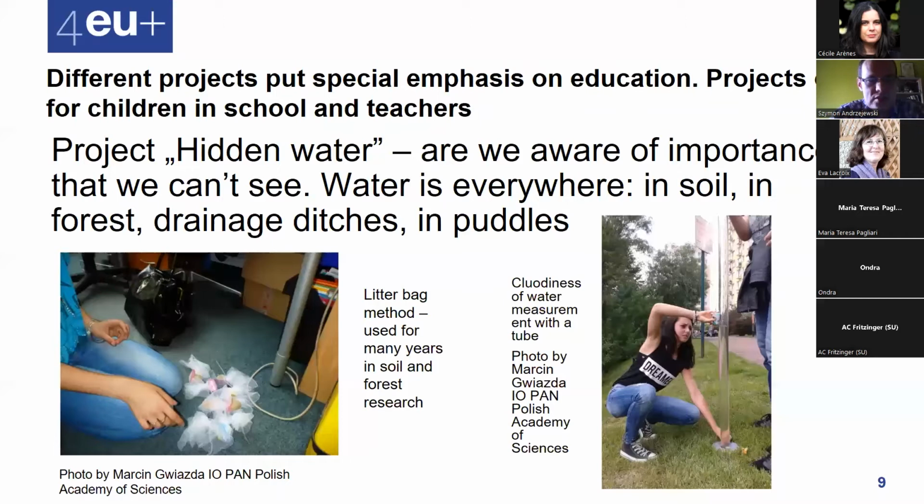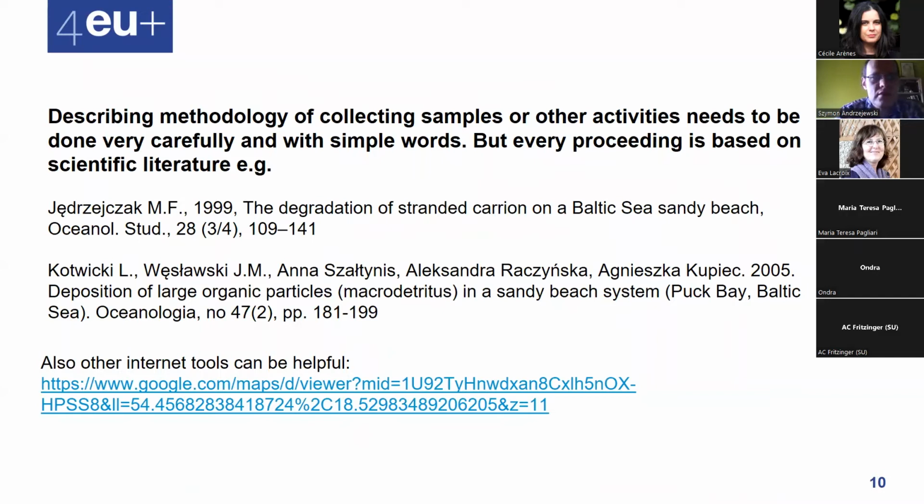As I said, describing methodology, every citizen science project is based on some kind of assumptions made in special scientific papers. Examples of these scientific papers are mentioned here, and we need to know that collecting data is always only a small part of some kind of bigger idea, a greater idea of creating the whole research. Of course, we can also say that there are other internet sources, but maybe I will show it later to you.